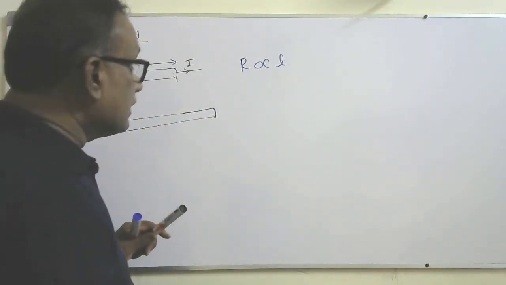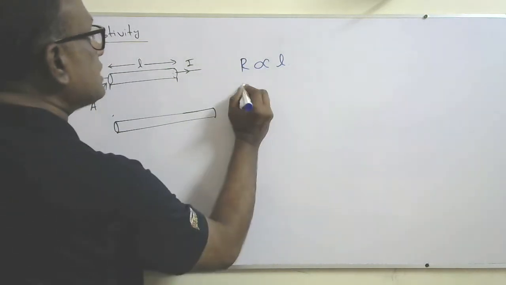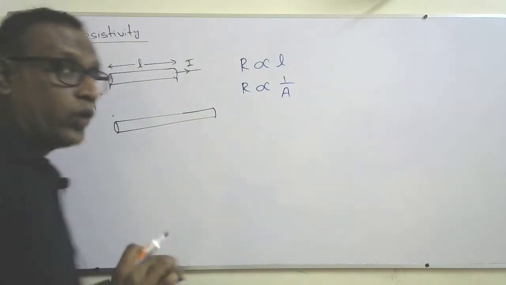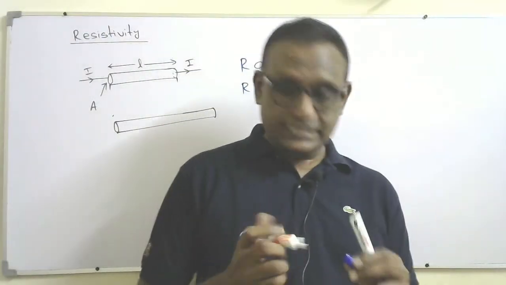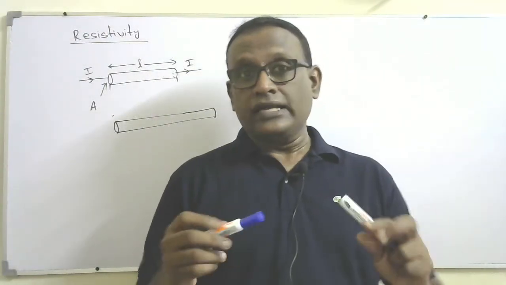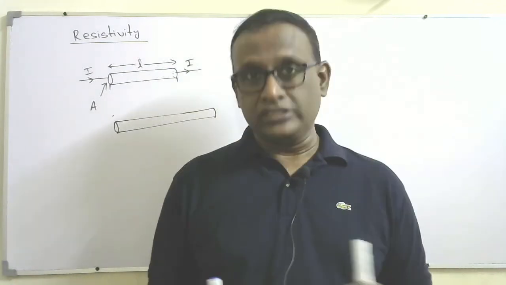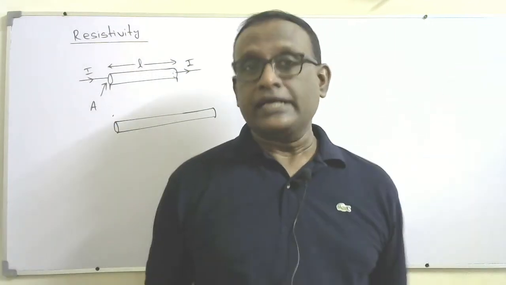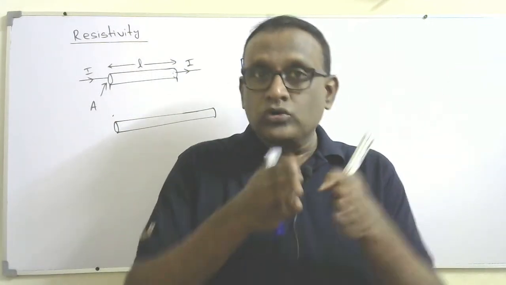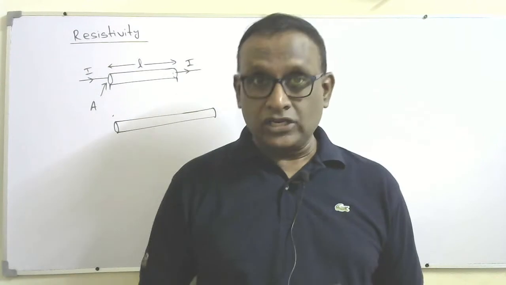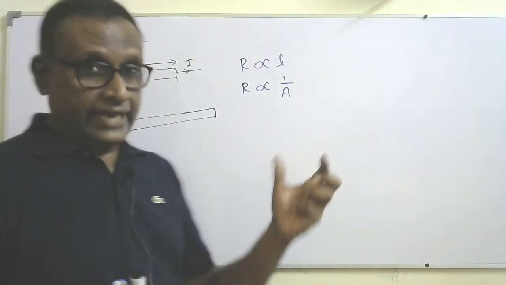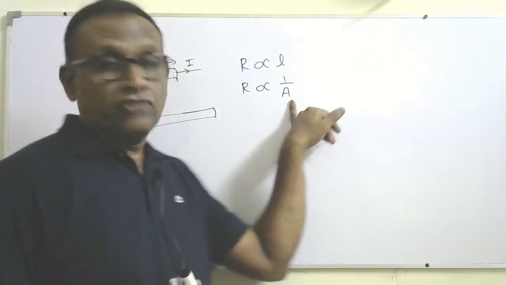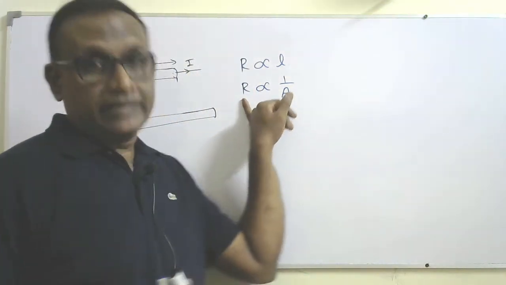Then the next one is that resistance is inversely proportional to the area of cross-section. That means a thicker wire will have less resistance. Why? A thicker wire will have more path for the electrons to flow. You know, on a wider road there can be many cars at the same time, on a narrow road only a few cars can flow. You can make it as an analogy. The same way, a thicker wire has more path for the electrons to flow. So the larger the area of cross-section, the lower the resistance.